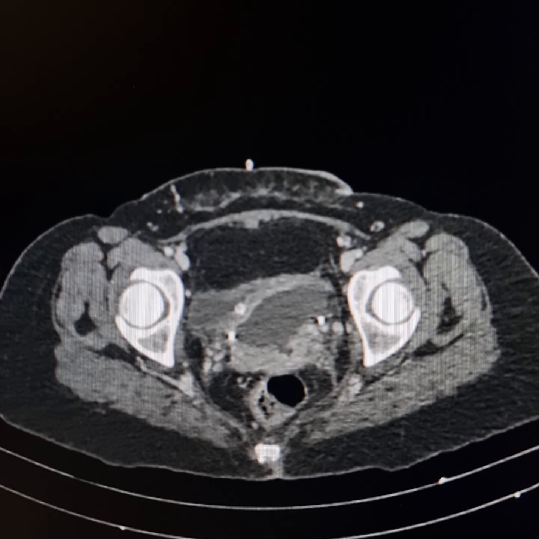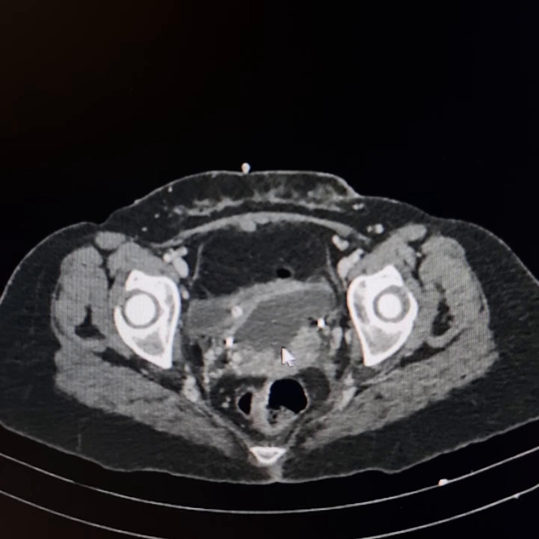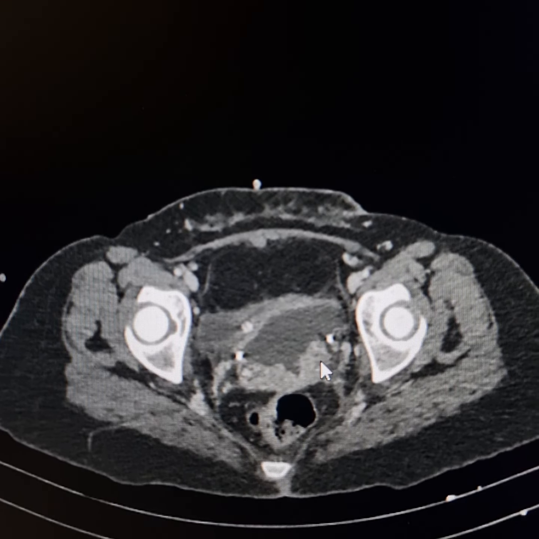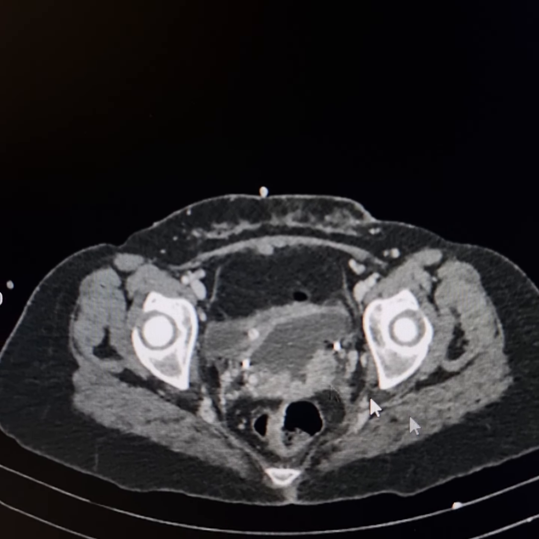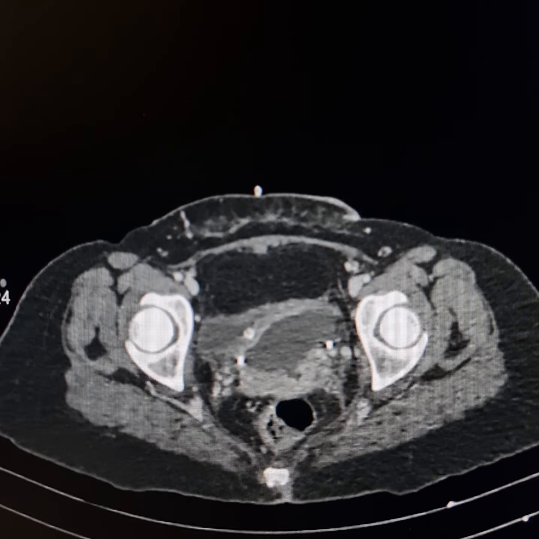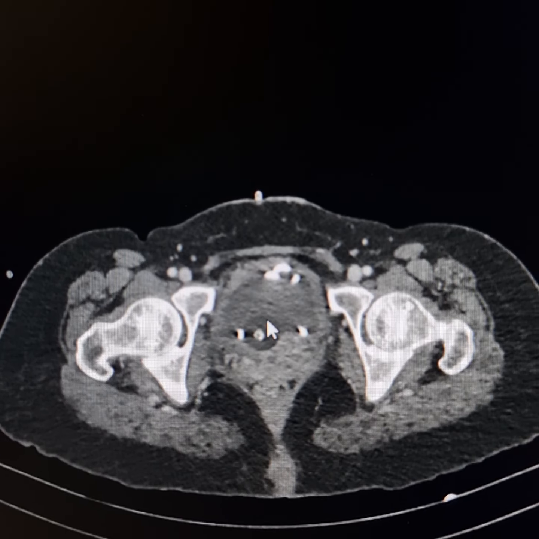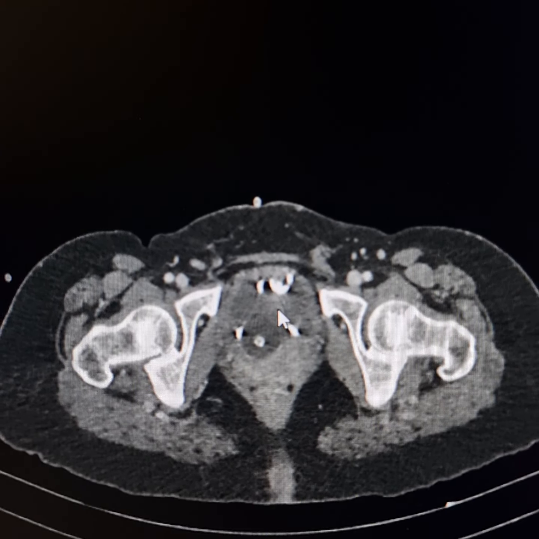This is a fluid collection here in the pelvis. Soft tissue density shadows are present in its posterior part. These show significant enhancement and are suggestive of being most probably granulation tissue. This is the urinary bladder. This is Foley's balloon. These are the DJ stents.